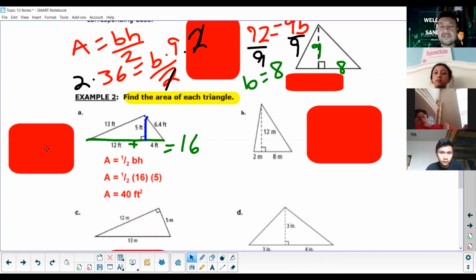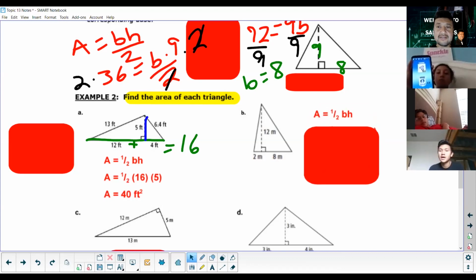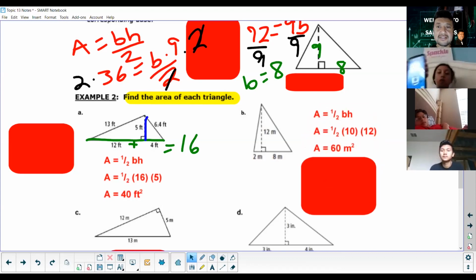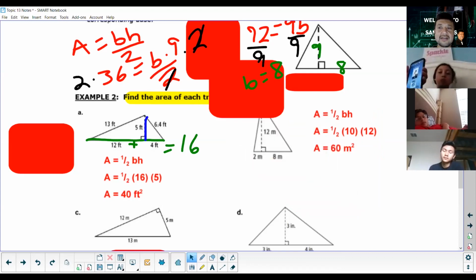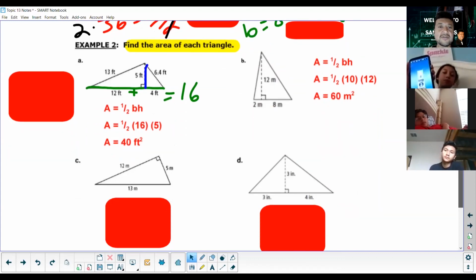All right, Marcus, walk us through the next one. Okay, so you have a base of 10 meters, because 2 plus 8 equals 10. Then you do 10 times 12 to get 120. Okay, good. Divide that by 2. Excellent. So you get 60, right? Okay, all right.